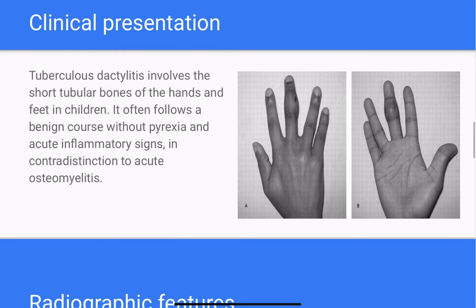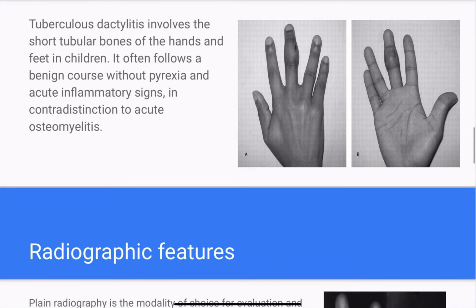Clinical presentation of spina ventosa. As you can see, tubercular dactylitis involves the short tubular bones of the hands and feet in children. It often follows a benign course without pyrexia and acute inflammatory signs, in contradistinction to acute osteomyelitis. In this figure, we can see the middle finger is affected by tuberculous dactylitis, and it's a patient of spina ventosa.